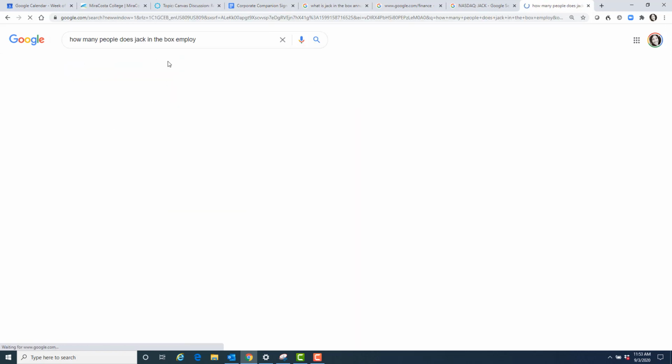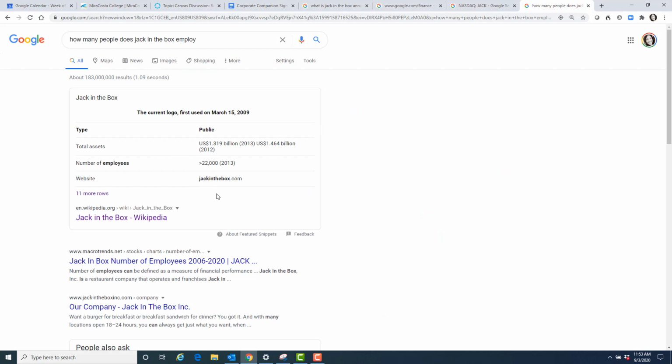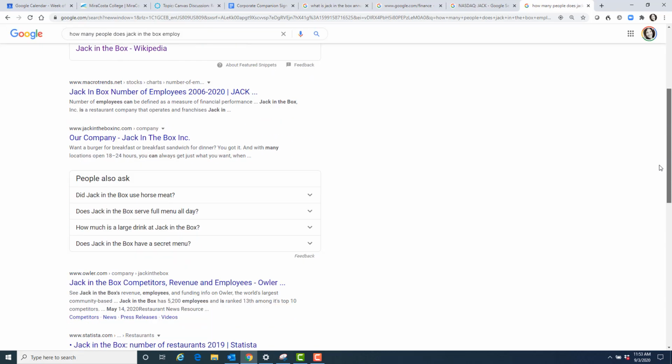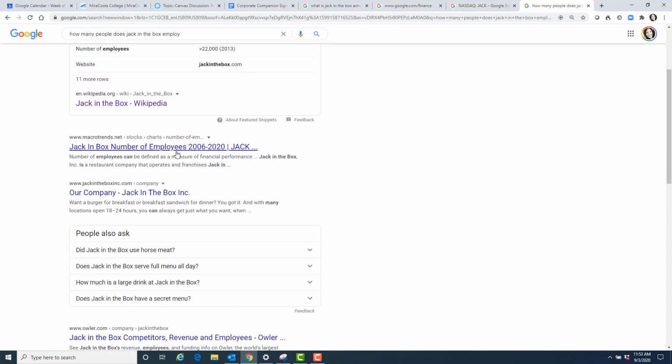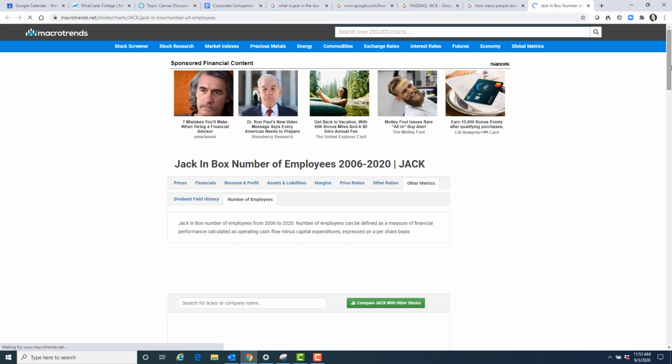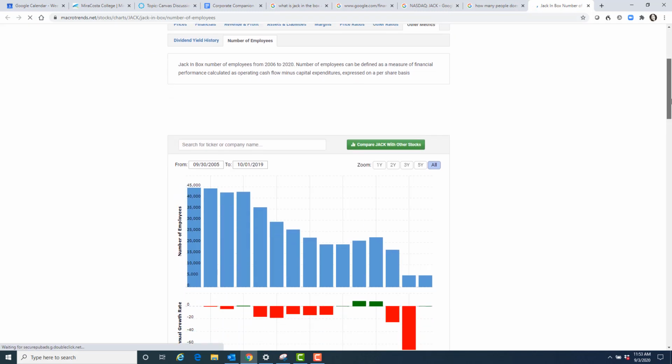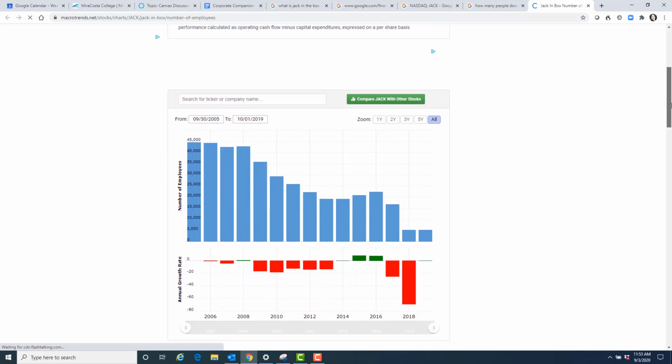You can get this from a variety of places. It looks like they have about 22,000. That's of 2013. Jack in the Box number of employees, 2006 to 2020. So get whichever most recent number you can find here. Sometimes you'll end up kind of going into the weeds when you try to look for stuff. Number of employees, here we go.